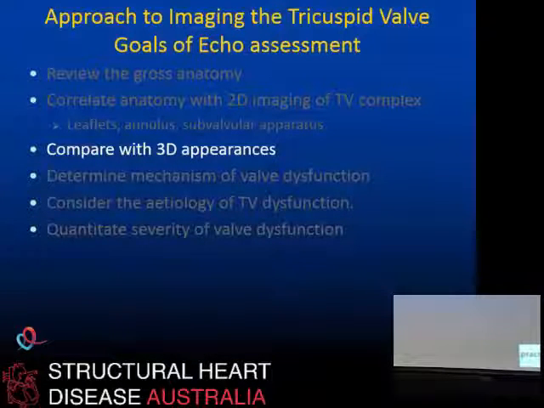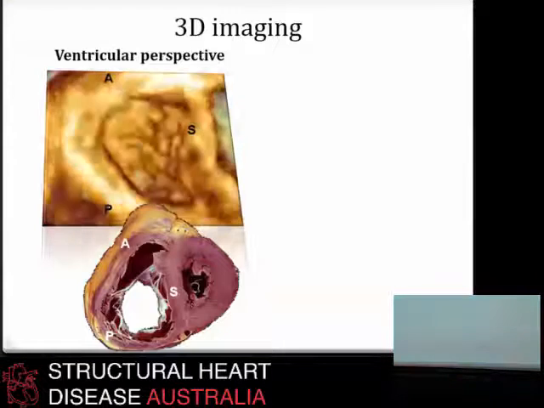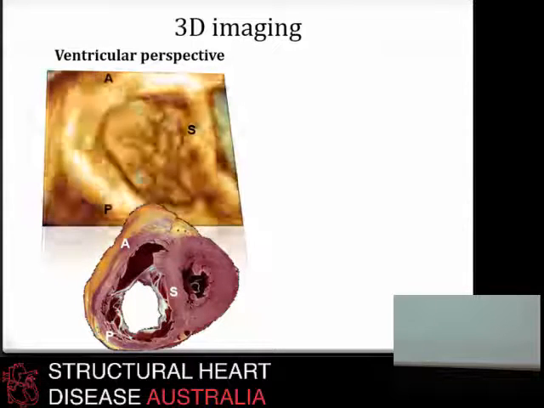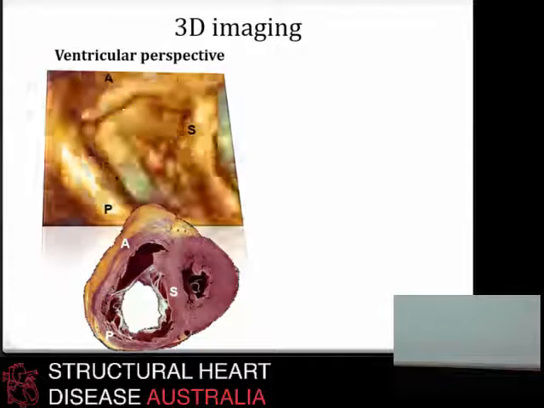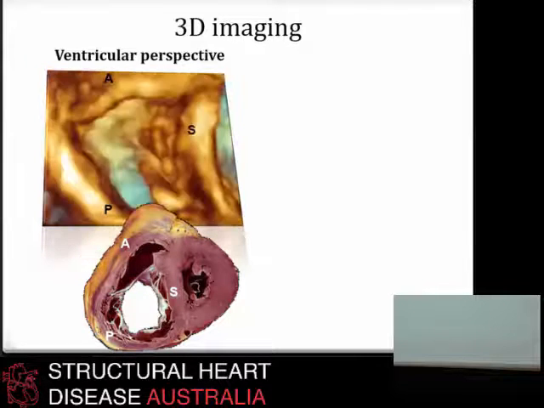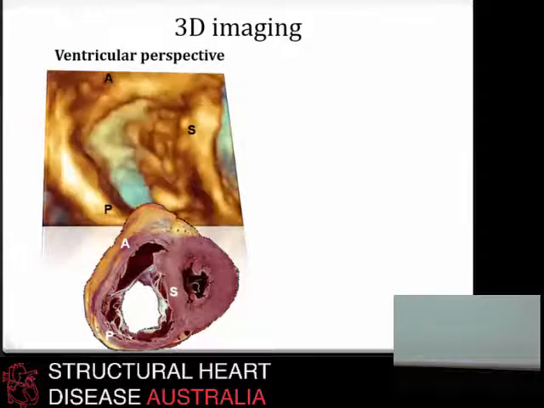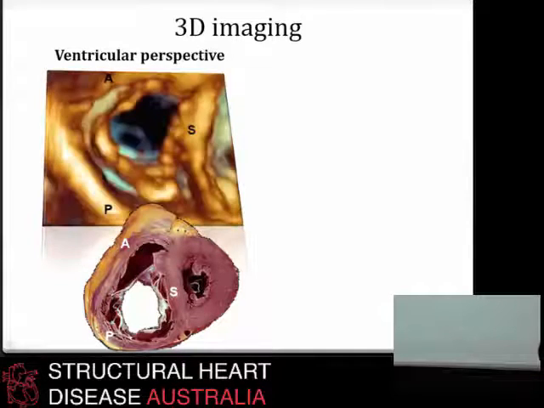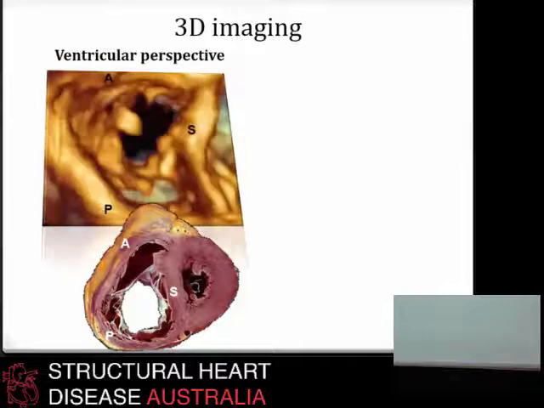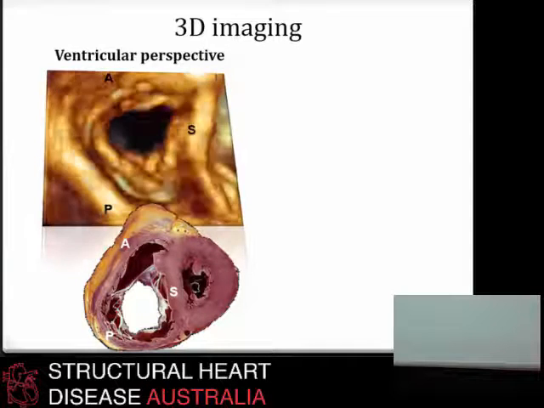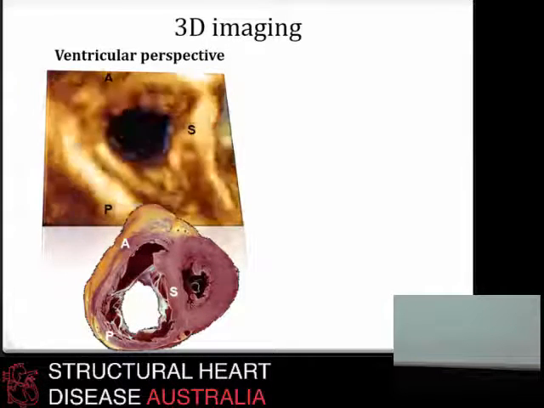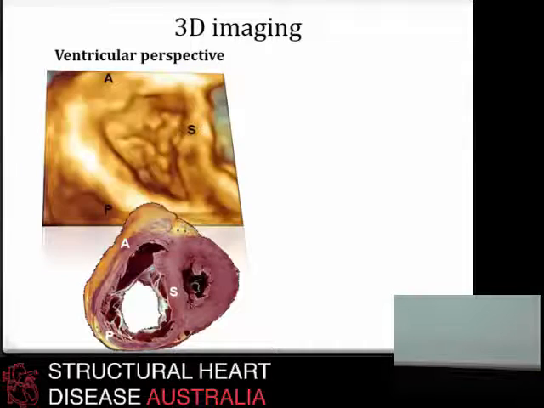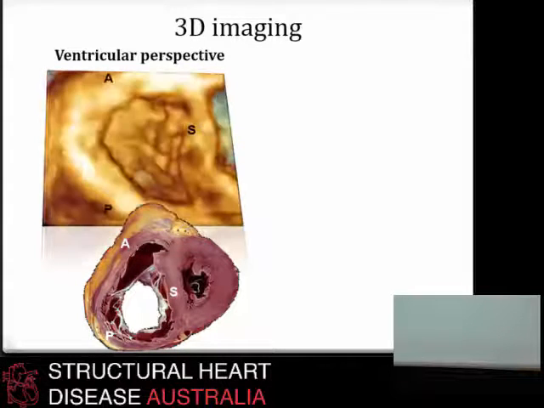It's useful to compare 3D imaging. This particular transthoracic data set can be obtained using real-time zoom or full volume loop data sets. This particular view has been reconstructed from the ventricular perspective as if looking up from the patient's feet. When looking from this view, the septum is on the right. So this helps identify the septal leaflet, as indicated by the S. The anterior leaflet is adjacent to the anterior free wall, and the posterior leaflet located at the diaphragmatic surface.